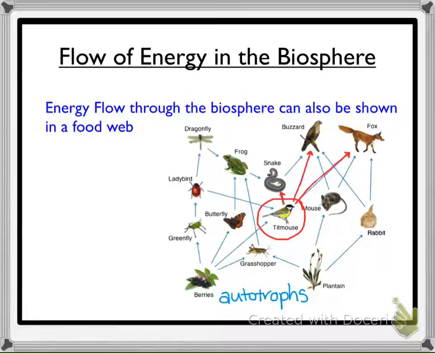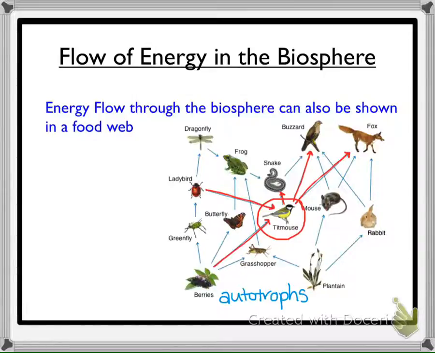The buzzard and the fox are also organisms that rely on this bird as a source of food. However, the buzzard and the fox both have alternative food that they can eat as well, such as the mouse. So the buzzard and the fox might be negatively affected if all the birds disappear, but chances are they'll still survive. Now let's take a look at what happens in the lower levels of the food chain underneath the bird.